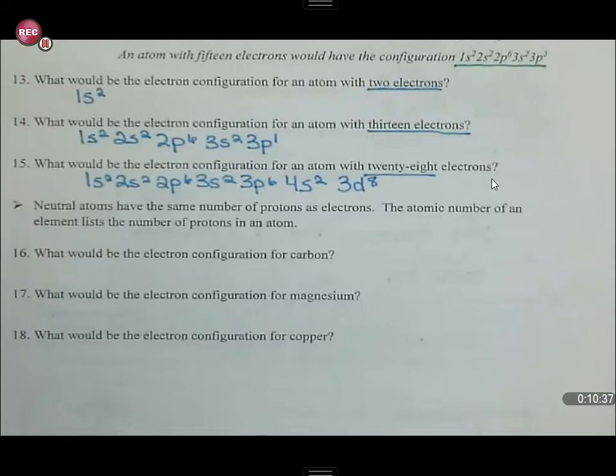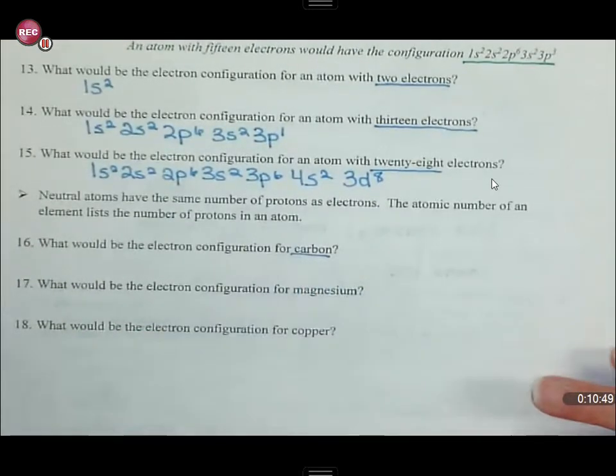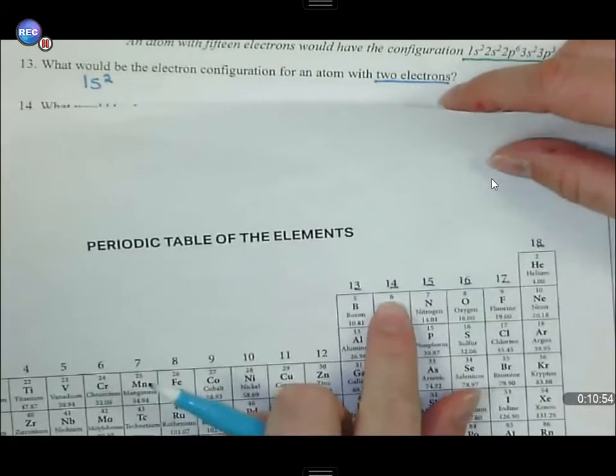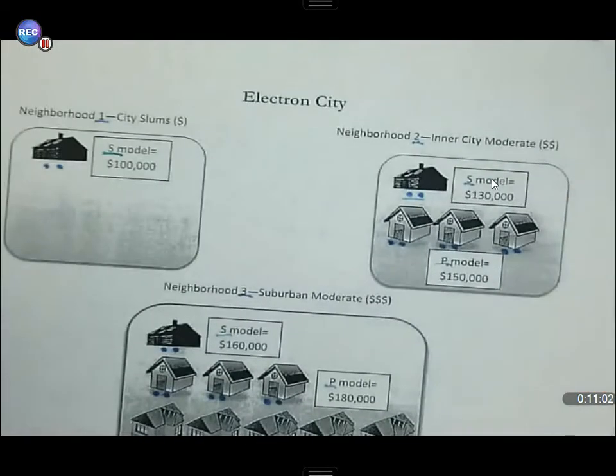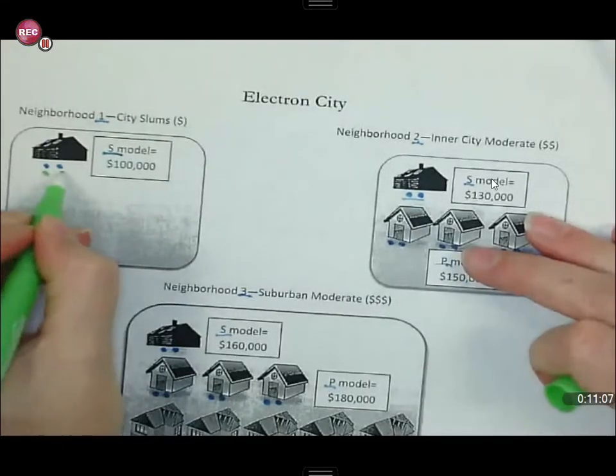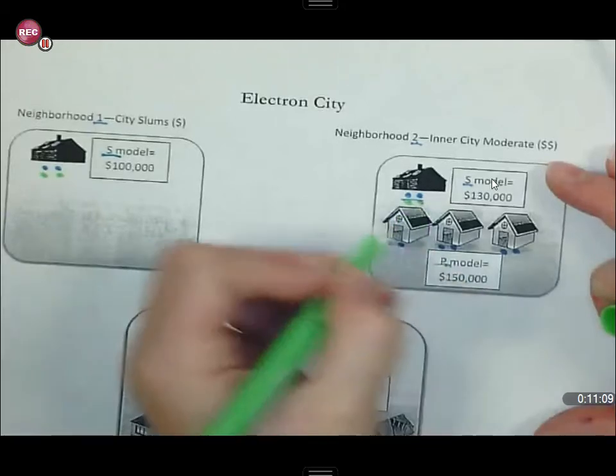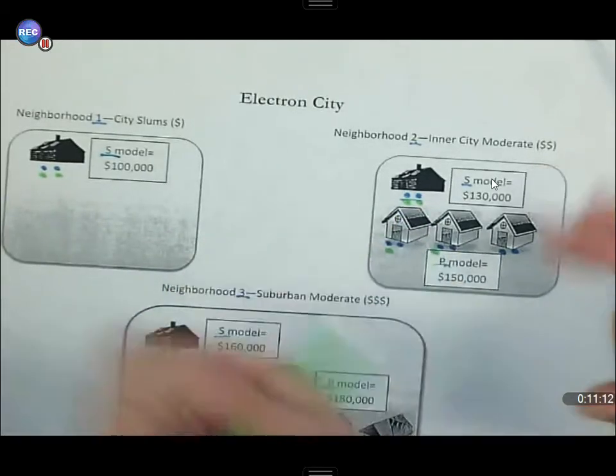Now, neutral atoms have the same number of protons as electrons. The atomic number of an element lists the number of protons, so that's also going to give you the number of electrons. So what would be the electron configuration for carbon? So if you look at the periodic table, carbon is right here. It's number 6. So that means we have 6 electrons. So let's go back to our house. Okay. 1, 2, 3, 4, 5, and 6.